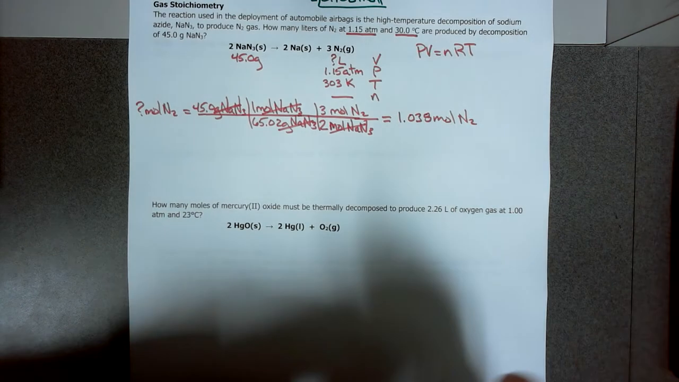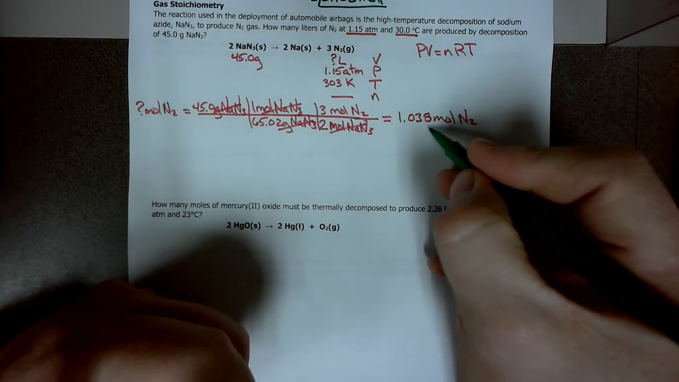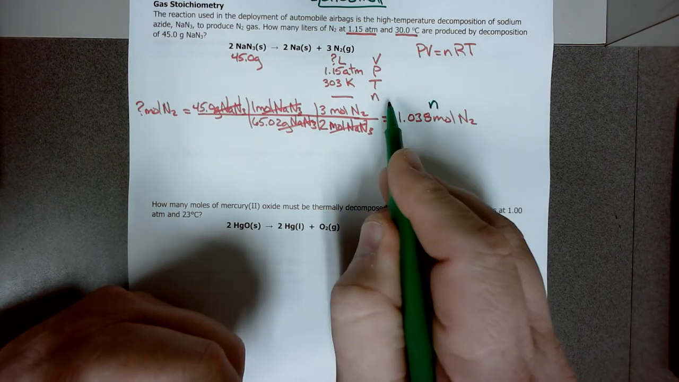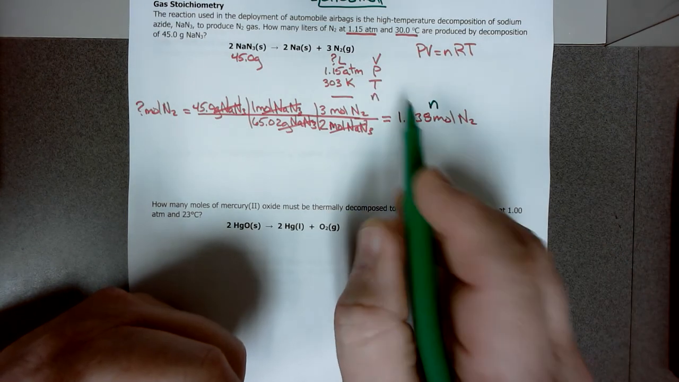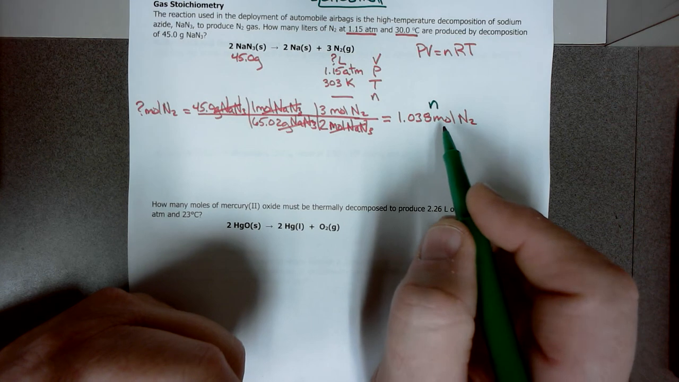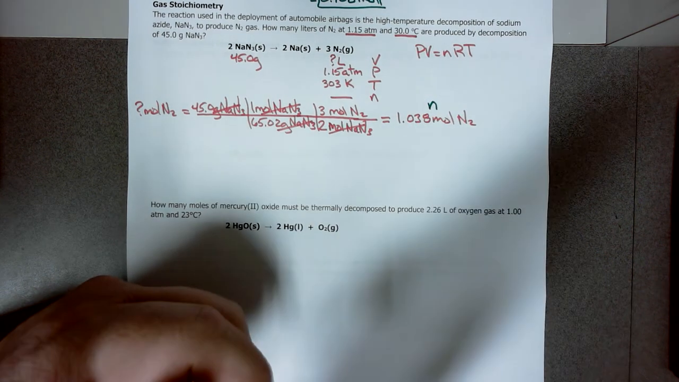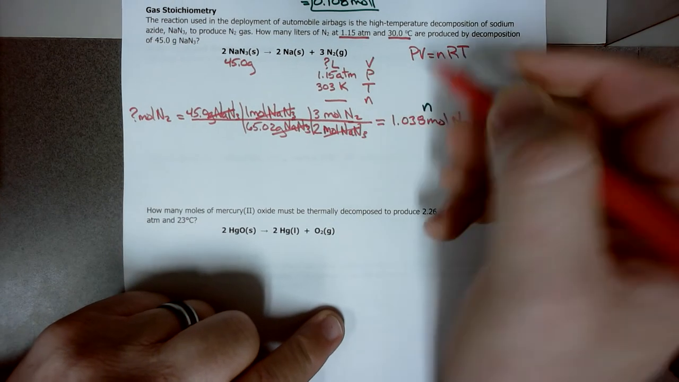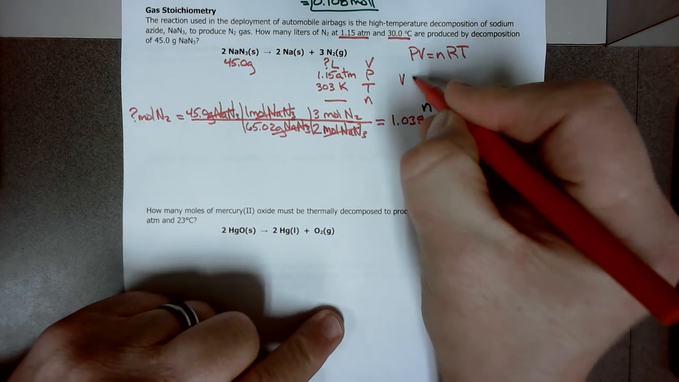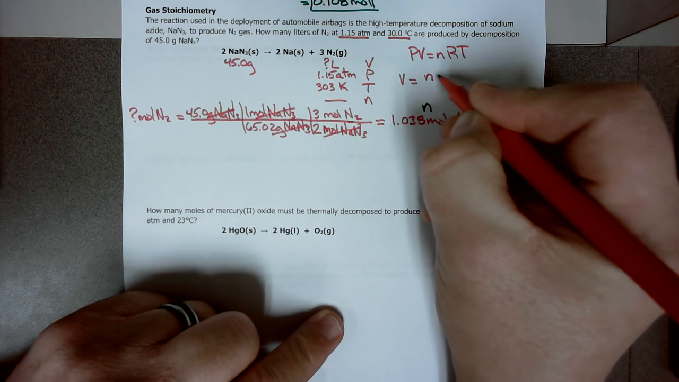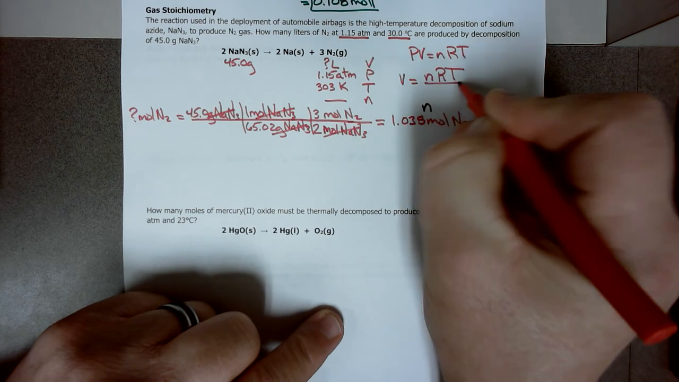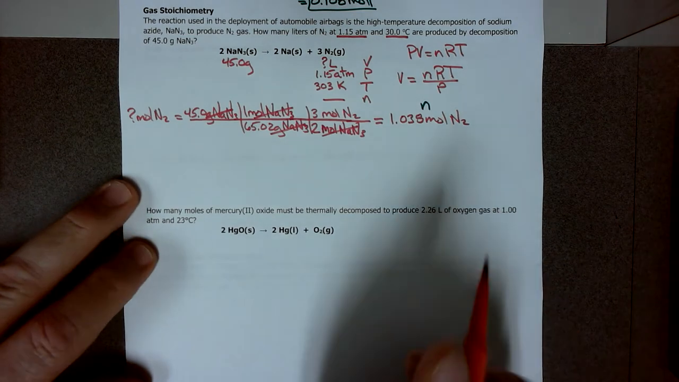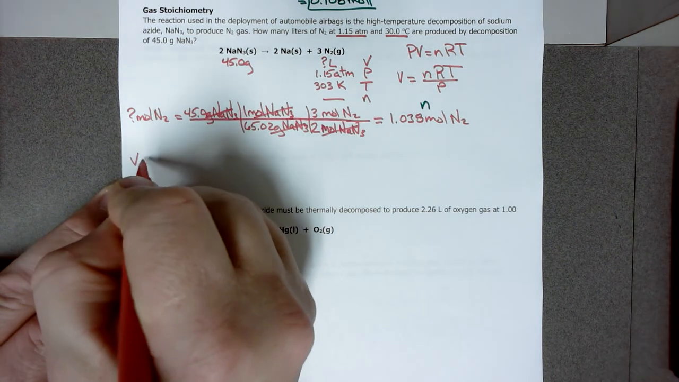Okay, now I have n. So this is n right here. So now I've got 3 of the 4 variables, so now I can use PV equals nRT. Let's rearrange it. I'm looking for the volume, so I'm going to isolate for volume. So volume is equal to nRT over P. I divide both sides by P. So the second part then is to find the volume.